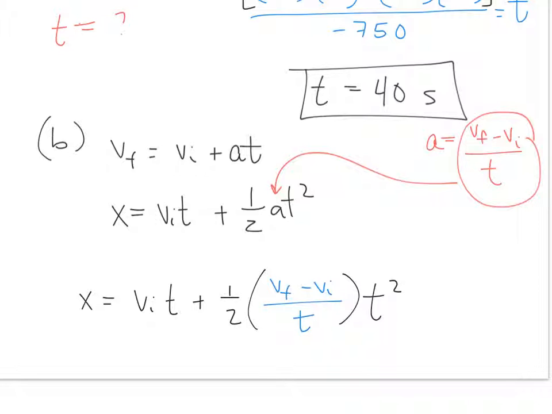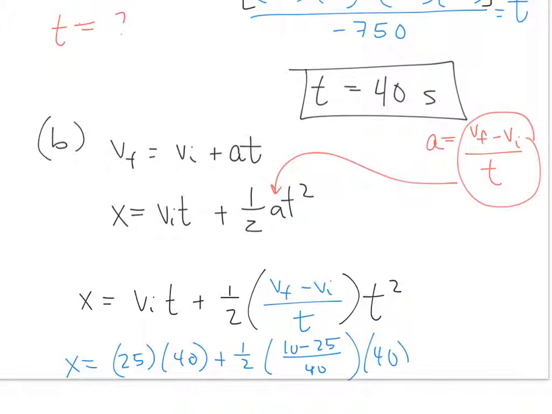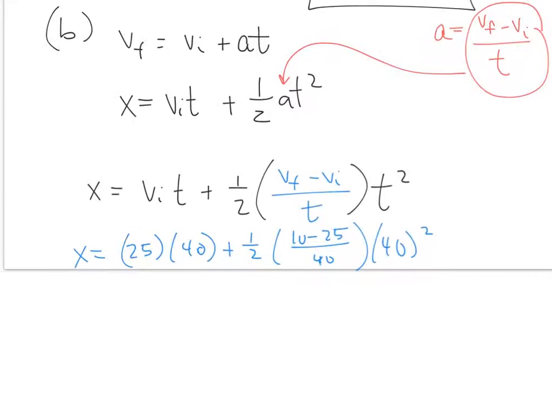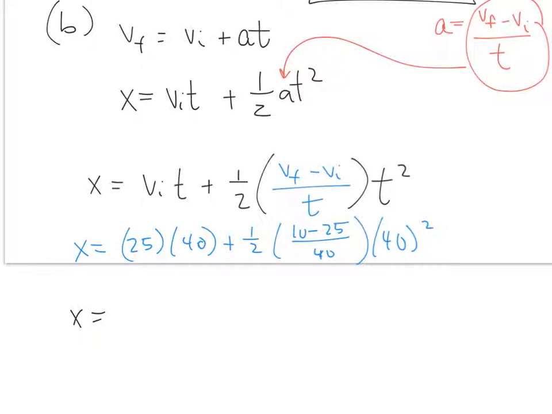Okay, so let's go ahead and plug in. vi times t plus 1/2, acceleration is going to be 10 minus 25 over 40 times 40 squared. Again, notice there's a 40 in the denominator and a 40 squared up here. So if you want to, you could cancel one of these, leaving behind just the 40 up top. Wait, that says 10? 10 minus 25. Yep. The final velocity, I think, was 10, right?